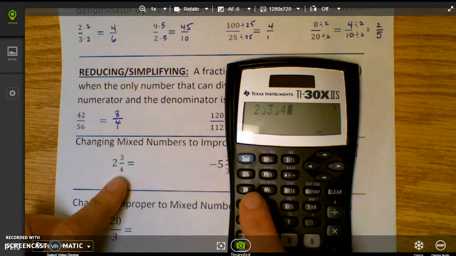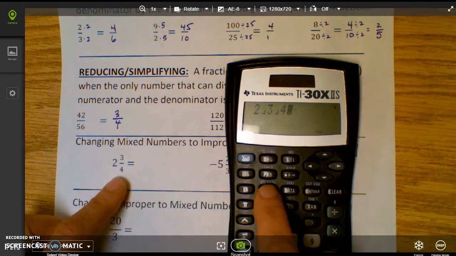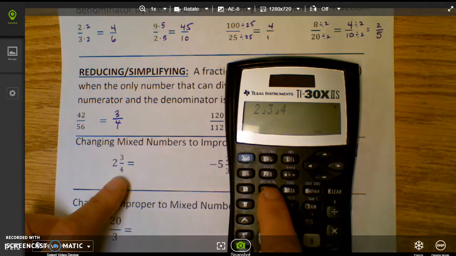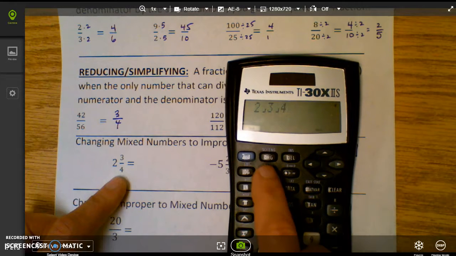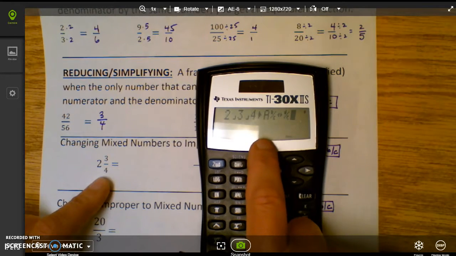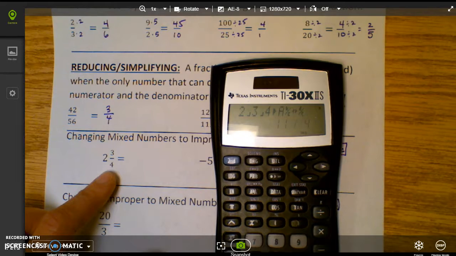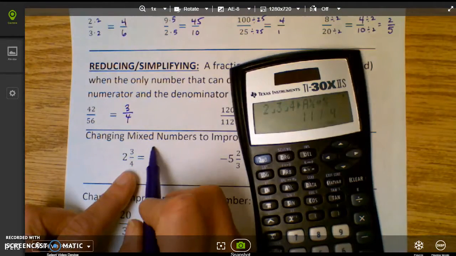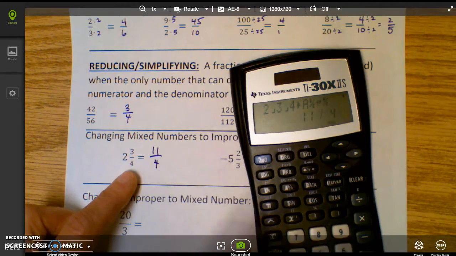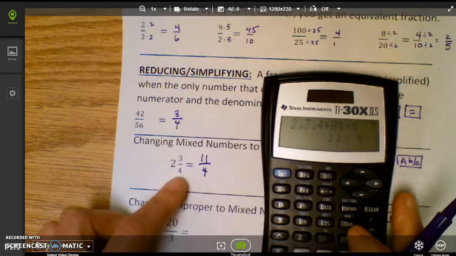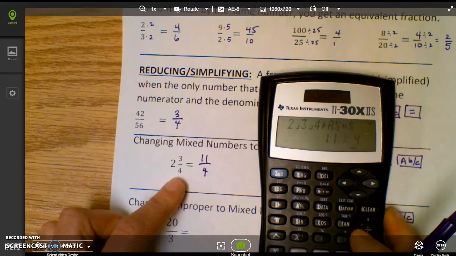What we need to do is change it to improper. If you look above the ABC button, there's a little blue writing that says ABC, and there's an arrow, and then I think there's a D/E. We need to get to that. On these calculators, we have to hit the second key first, and then our ABC button. And you're going to see this on your screen. This means we're going to take our mixed number and change it to improper. So you're going to hit enter. The improper value that we did before by hand is 11/4, and that's how you would do it if you decided to use your calculator.